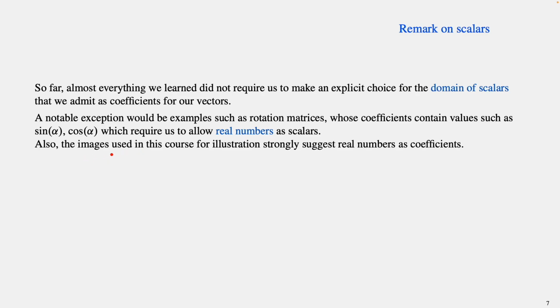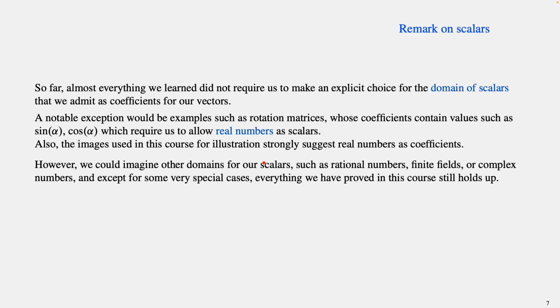And of course, all the images I draw to illustrate the concepts in this course strongly suggest that we use real numbers as coefficients. But still, we could imagine using other domains for our scalars, such as, for example, rational numbers, that is just fractions, finite fields, so scalars that only allow finitely many values, or complex numbers.